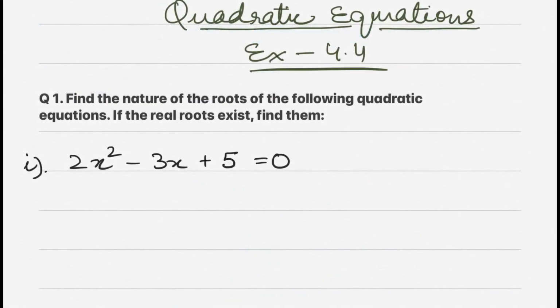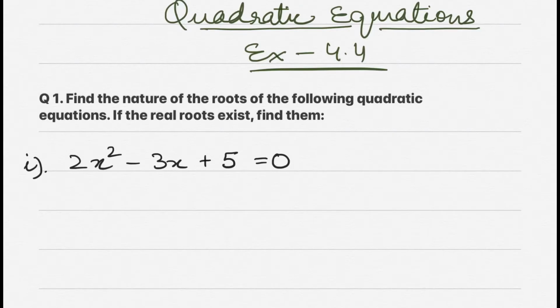Okay guys, so we have finished up to exercise 4.3 in our previous videos, and we are continuing with the chapter of quadratic equations, and we are on exercise 4.4. So let's go to question number 1. Question number 1 says, find the nature of the roots of the following quadratic equations. If the real roots exist, we have to find them.